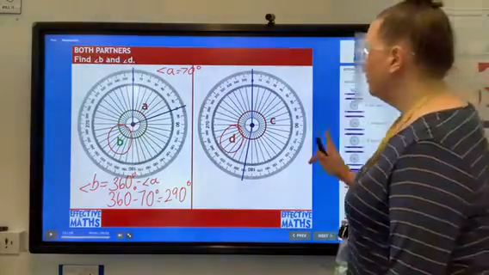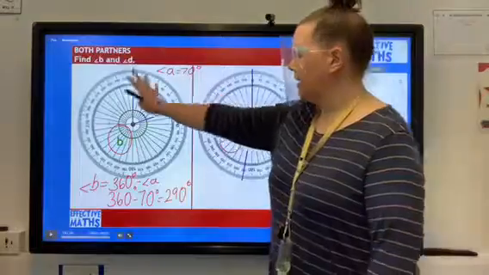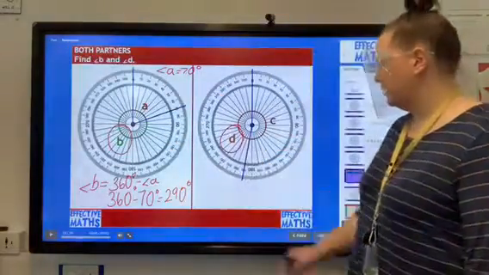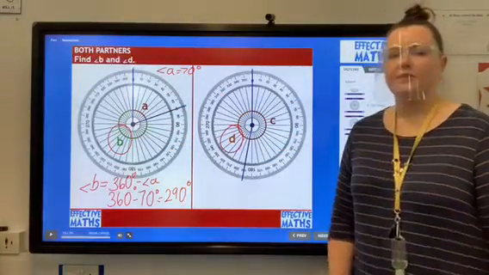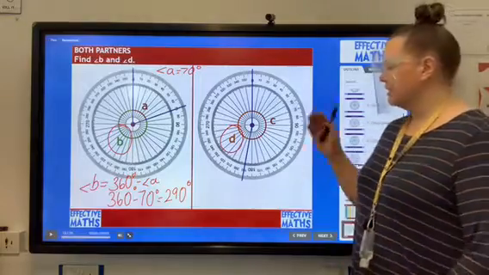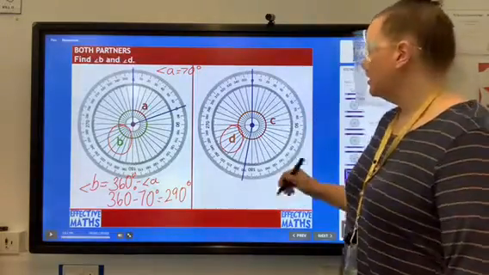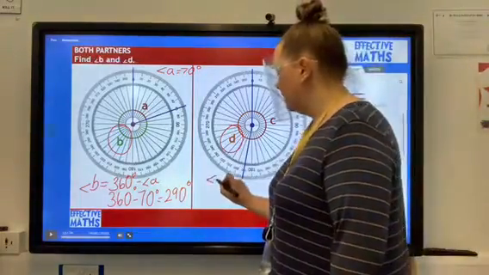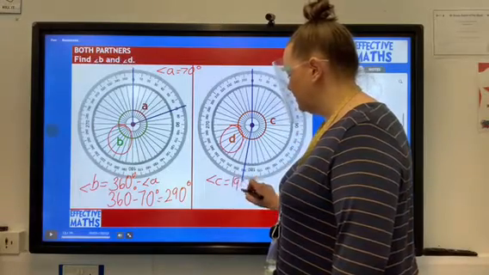Okay, so therefore, how are we going to find C and D? We found A and B. What do we need to do first? I know what C is. Find out what C is. So what is C? 190 degrees. Angle C equals 190 degrees.